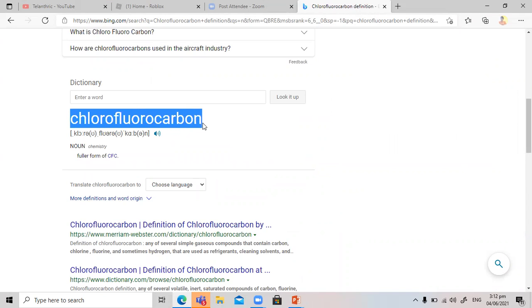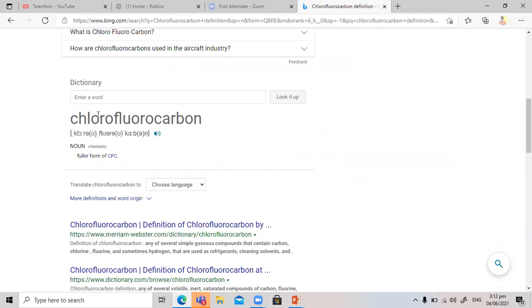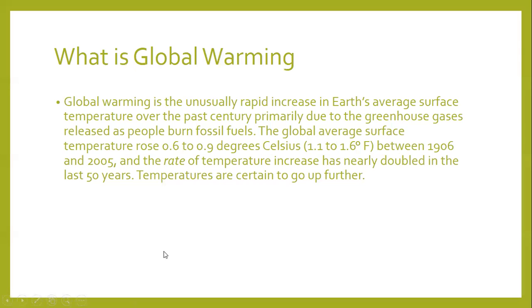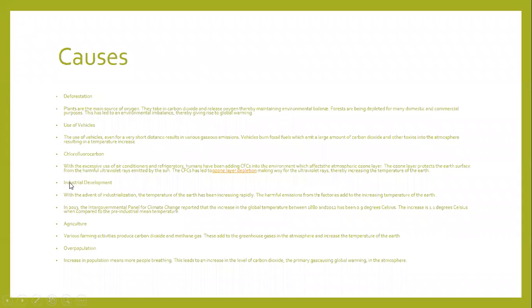Chlorofluorocarbon. So that's a new word. You guys can learn that.